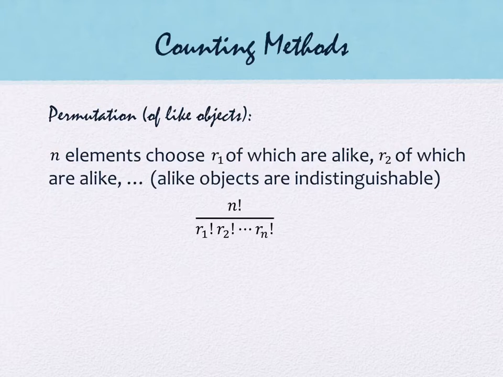Method number 2 has to do with permutation of like objects. So n elements, we're going to choose R1 of them which are alike, R2 of them are alike, and alike objects are indistinguishable. I'm going to give you an example in just a second. The way we calculate it is we do n factorial on top, and then all my different individually indistinguishable objects and how many of them there are with factorials go in the bottom.